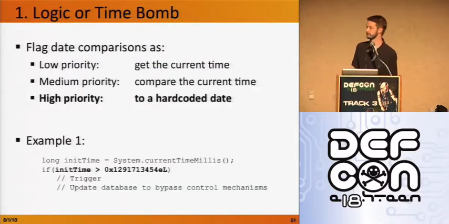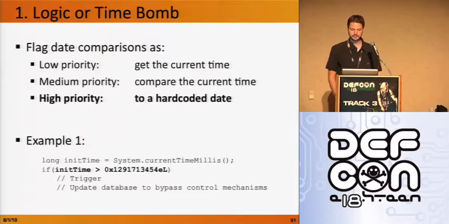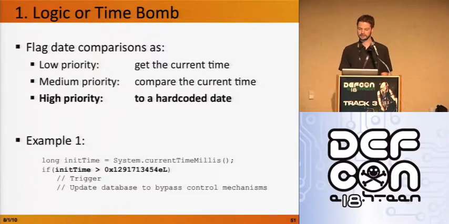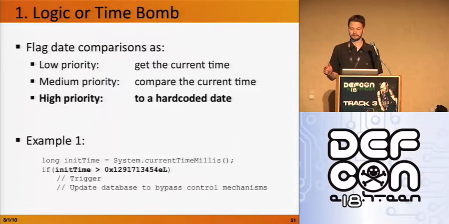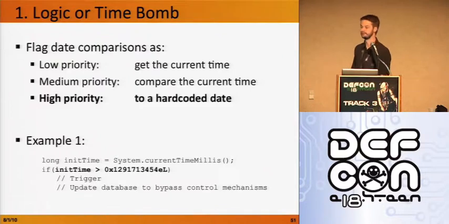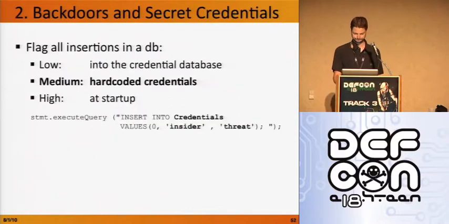So first things first, logic bomb and time bomb. What we flag is, in the low priority bucket, if you get the current time. If you get the current time and you compare it, it goes in the medium priority bucket. If you get the current time and you compare it to a hard-coded date, then we drop it in the high priority bucket. So obviously this was found in the high priority bucket, so it's ticked off, we found it immediately.